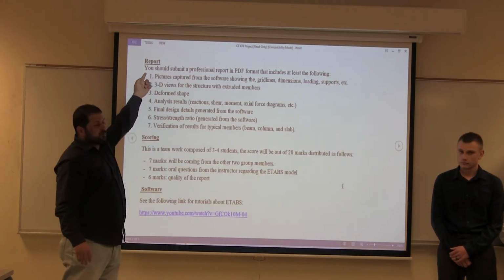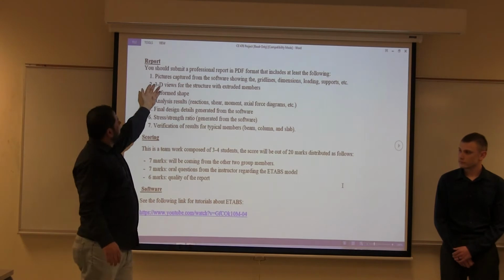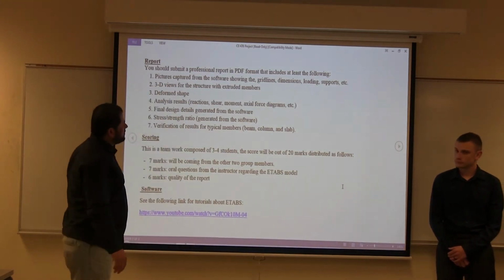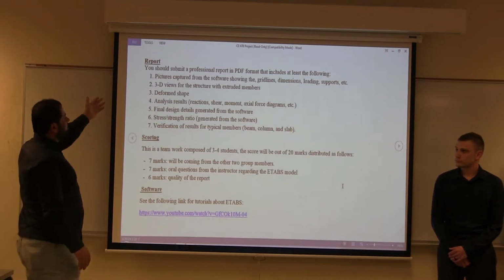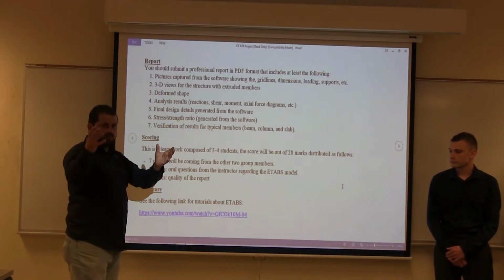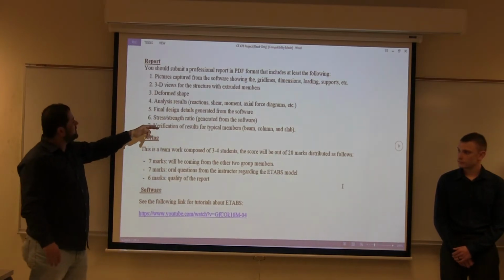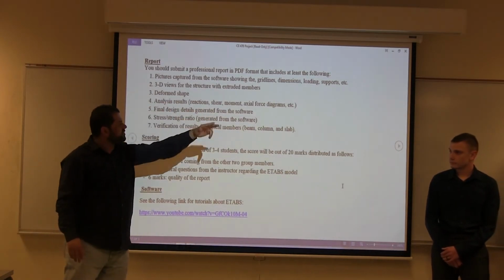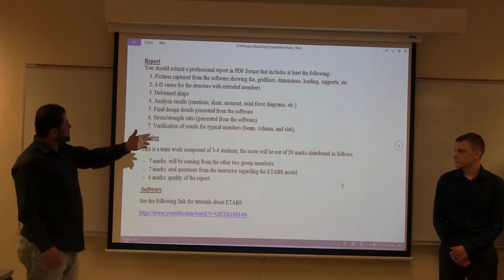And the report will typically include the following: at least pictures captured from the software showing grid lines, dimensions, loading, supports, etc. 3D views of the structure, just to show all the dimensions and the angles of the structure. Deformed shape for verification. Analysis results: the axial, shear, moment, and axial force diagrams. Final design details generated from the software.